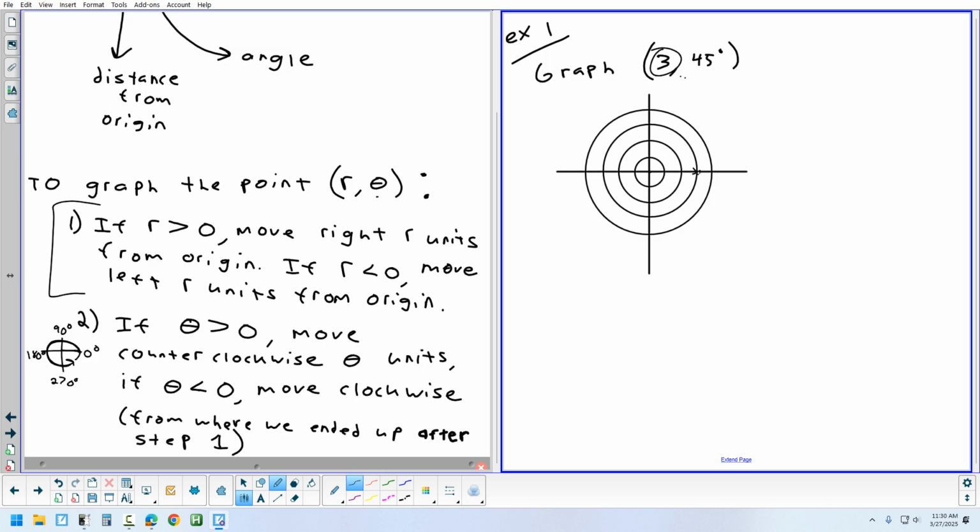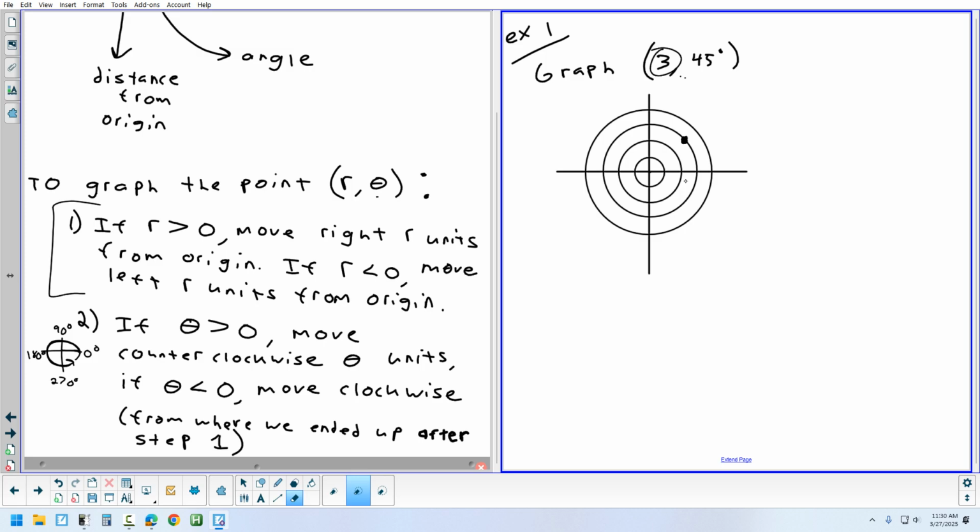From that X, I need to rotate. How many degrees do I need to rotate? 45 degrees. Which direction? Counterclockwise. 45 degrees is about halfway through the quadrant. So that's where you'd put your answer.